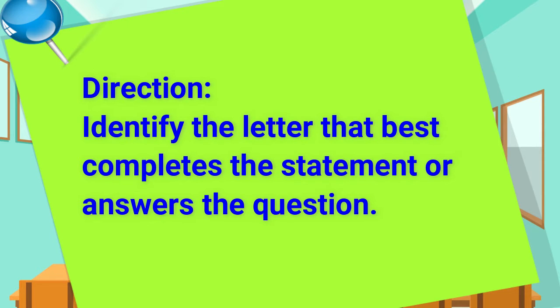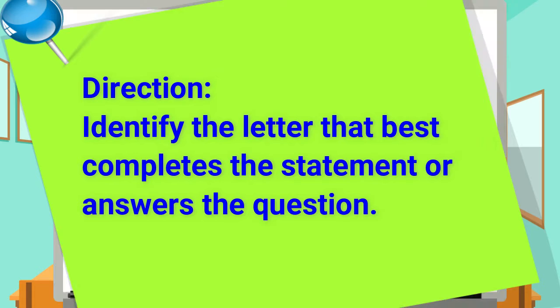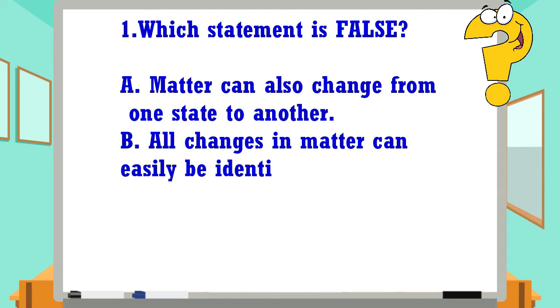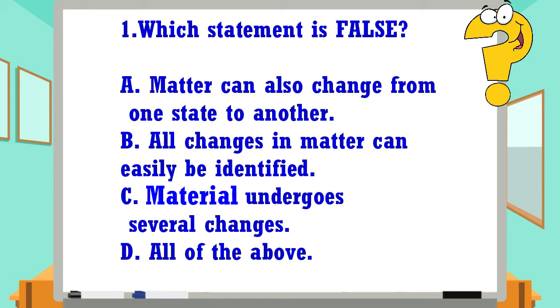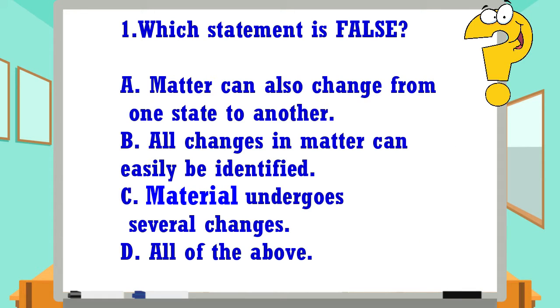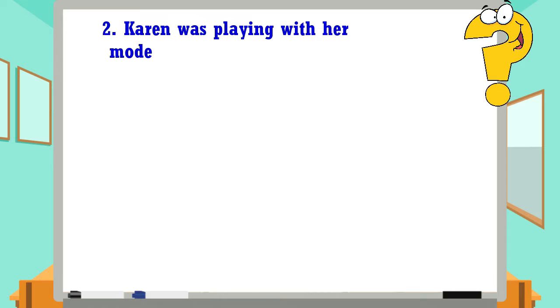Direction. Identify the letter that best completes the statement or answers the question. Question number 1. Which statement is false? A. Matter can also change from one state to another. B. All changes in matter can easily be identified. C. Material undergoes several changes. And letter D. All of the above. Your timer starts now. Time is up! Let's proceed to question number 2.